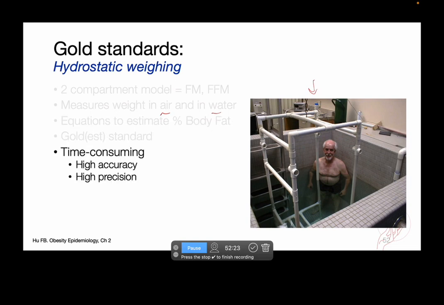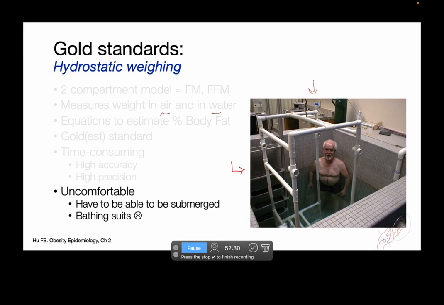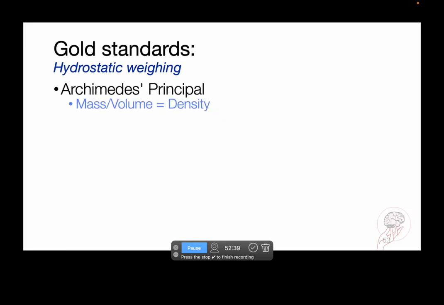The problem, it's time consuming. You also have to have one of these pools, and these aren't that cheap to install. People generally are uncomfortable being completely submerged while trying to force all of the air out of their lungs, and no one really likes wearing a bathing suit.